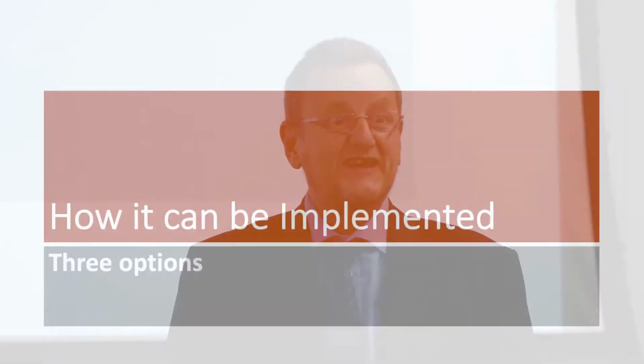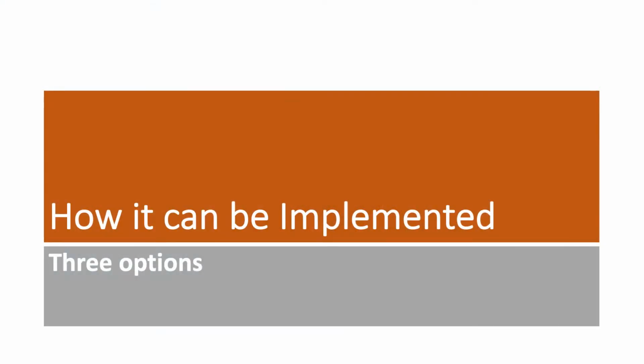We've looked at some of the things that are new, and there are other things as well, but that's just a taste. Now, how can it be implemented? With NAV, you basically had two ways that you could implement your system. With Business Central, a third way has been added. So now you've got an extra option.